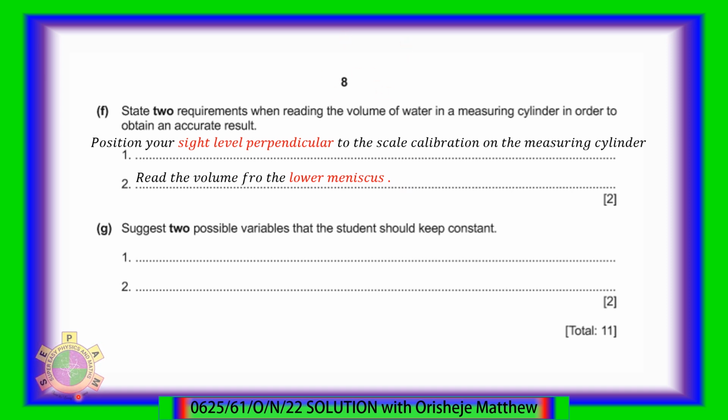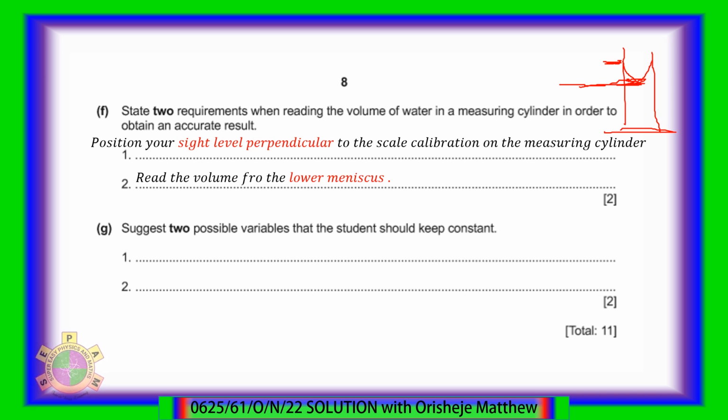The volume, read it from the lower meniscus in the measuring cylinder. So if you have your cylinder, this is a measuring cylinder. So you read it from the lower meniscus. So you read your volume from here. You read it from this value. You don't read it from this point. So you read the value here. So the lower meniscus. That's what you read.